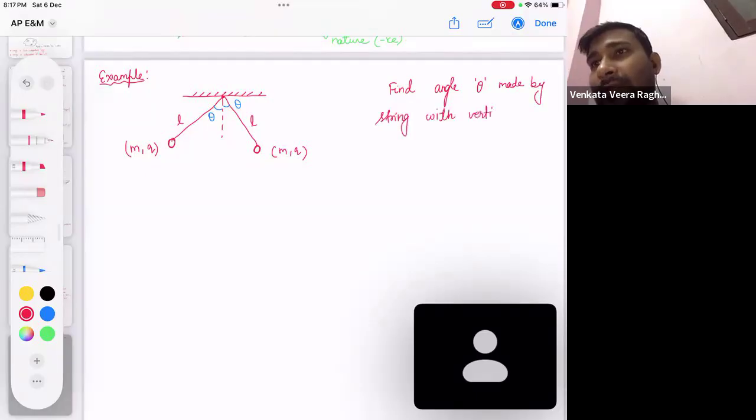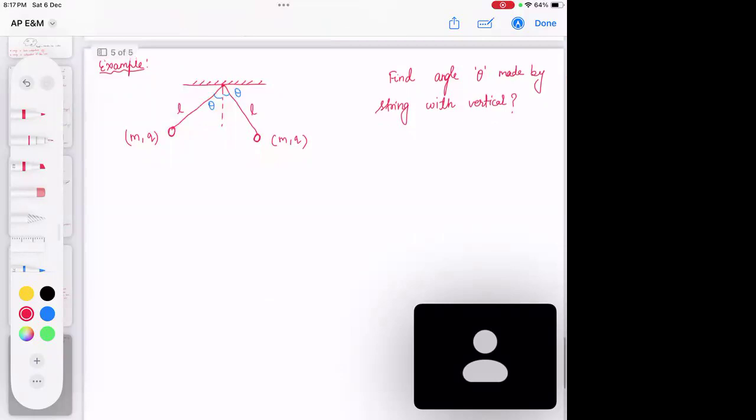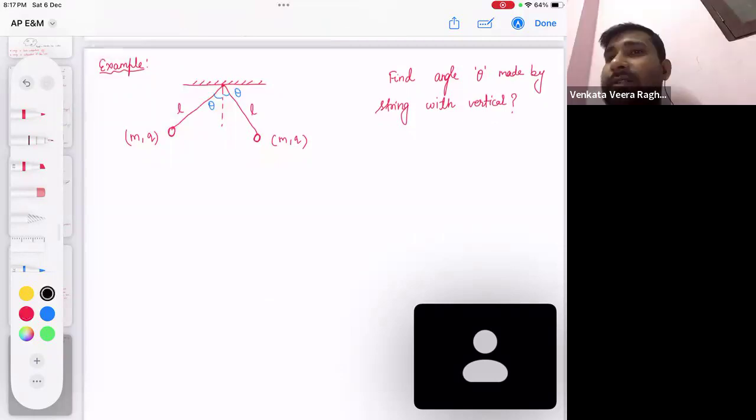So please tell me, what should I do here? Should I start with drawing the forces acting on these bodies, the free body diagram? Yes, sir. Right. So we should start with the free body diagram. Tell me what forces will be there.